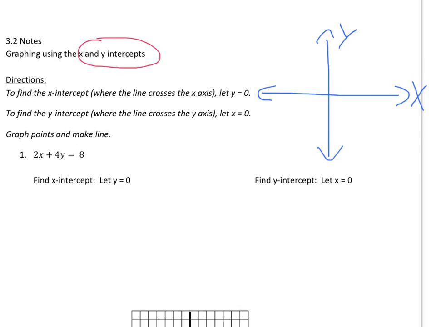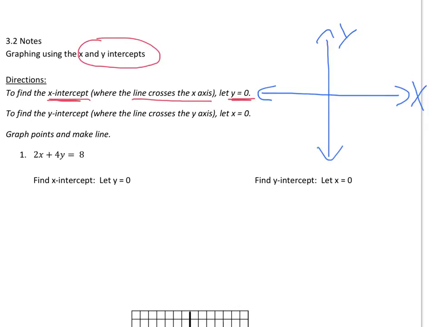So if I can just get those 2 points, the point that's on the X-axis and the point that's on the Y-axis, I can just connect them and I'll get the same line. Now, to understand the directions right here, everything's really spelled out for us. It says to find the x-intercept, this is where the line crosses the x-axis, and it says let y equal 0. I'm going to explain that.